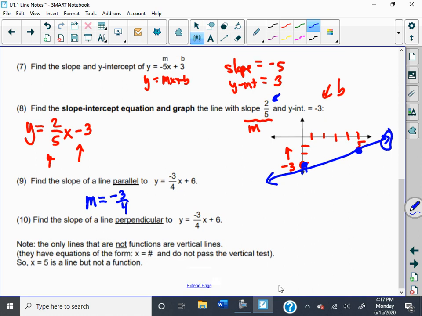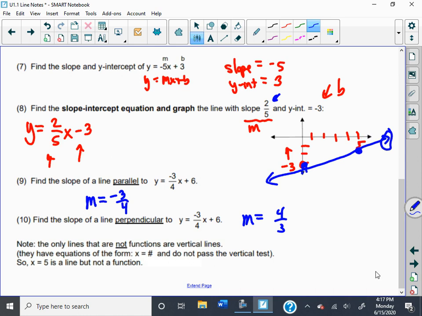All right, number 10, find the slope of the line perpendicular to y equals negative 3/4 x plus 6. Perpendicular slopes have opposite signs and reciprocals. So we change the sign from a negative to a positive, and then we flip the fraction to 4/3. So the perpendicular slope to negative 3/4 is positive 4/3.